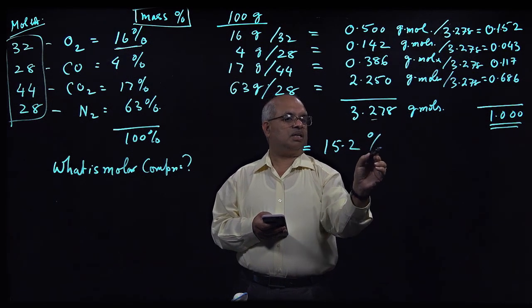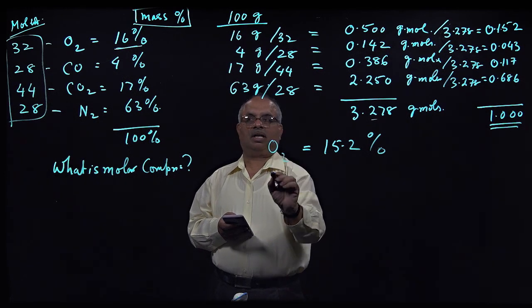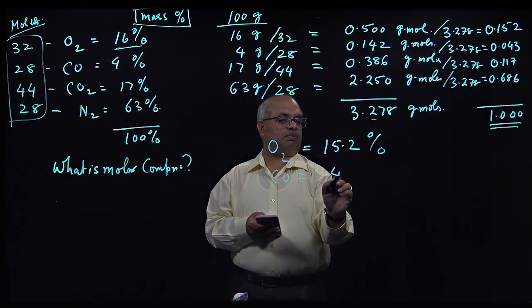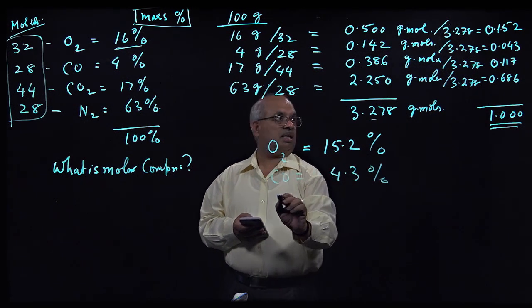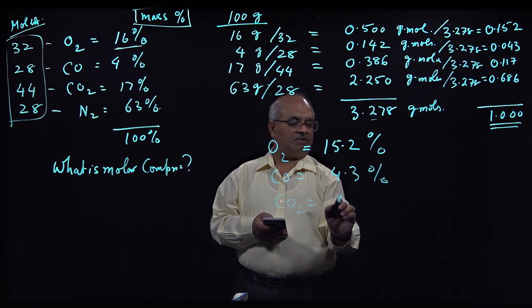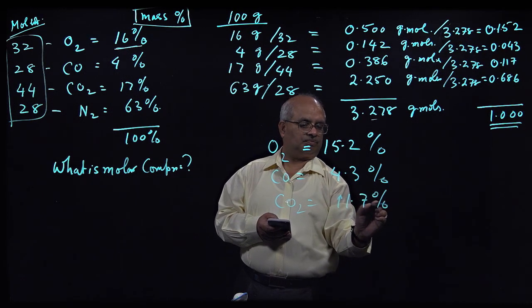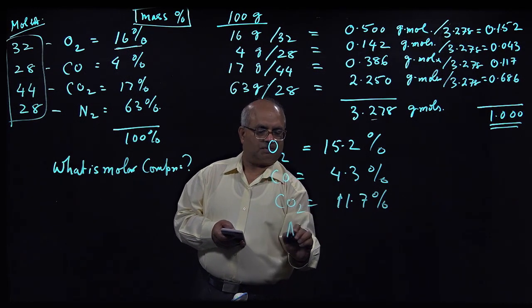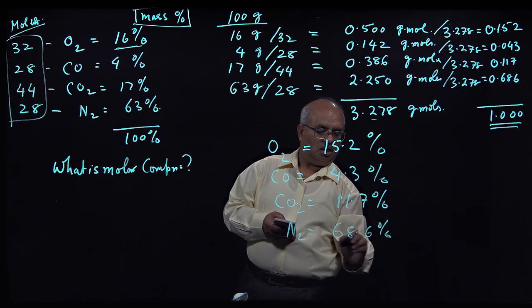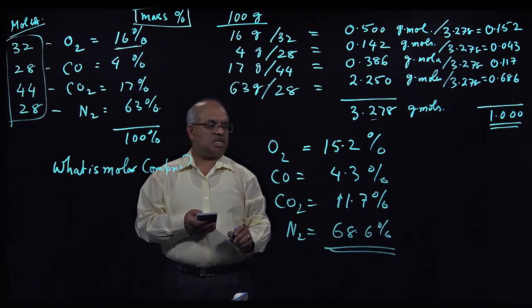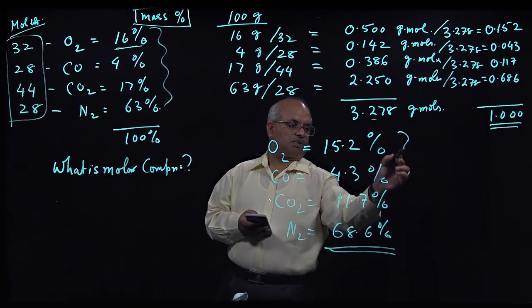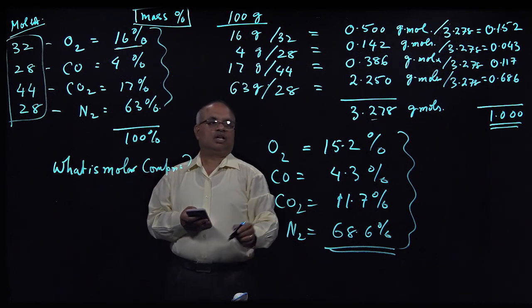So 15.2% would be your oxygen here, and CO will be 0.043 times 100, which will be 4.3%, and CO2 it'll be 11.7%, and rest of it is nitrogen. Nitrogen is 68.6%. So the main thing that we need to look at here is this is the mass percent, and this is the molar percent or volumetric percent.